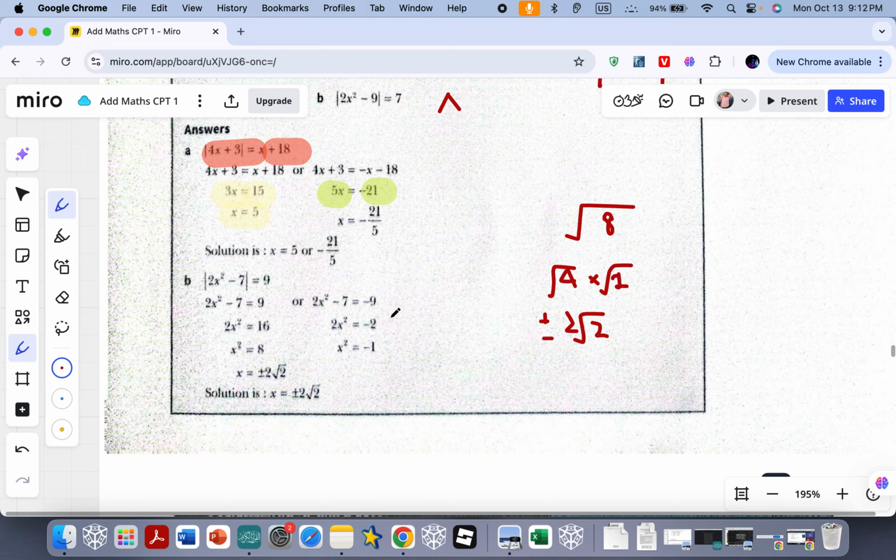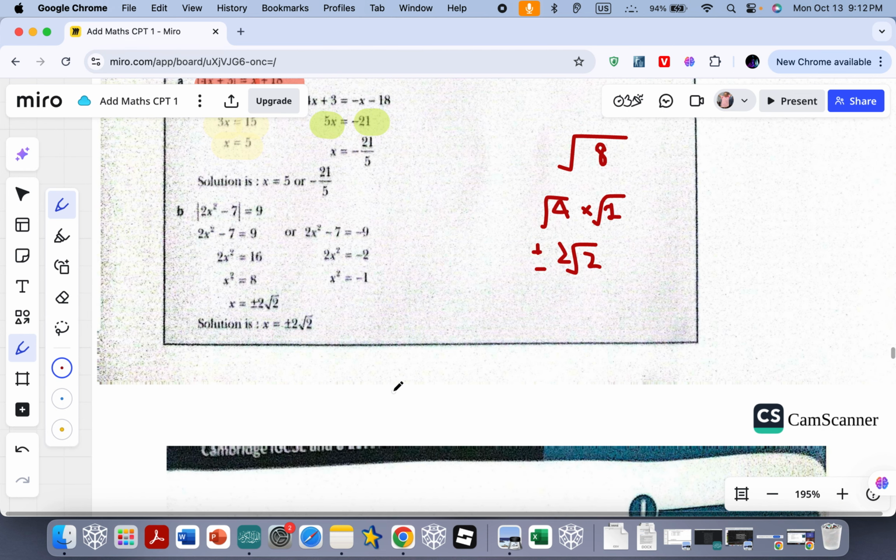Negative 9 is like you're owing someone $9, and you now have $7. If you pay off, you still owe $2. That's the meaning of negative 2. So 2x squared equals negative 2. Divide both sides by 2 so that you can find x. So you get x squared equal to negative 1. If you divide negative 2 by 2, you get negative 1. So x will be the root of negative 1. That's the answer for this one.